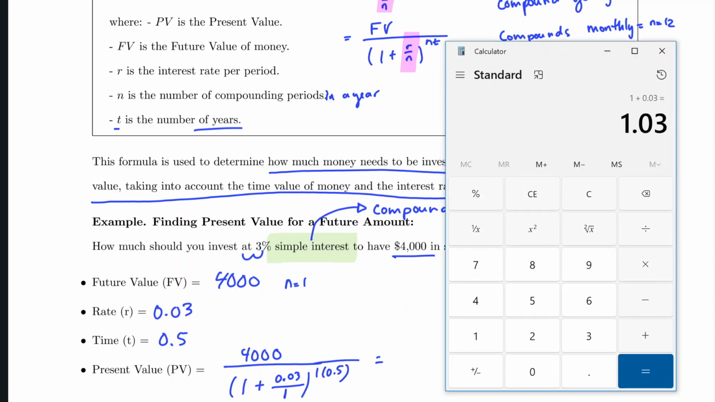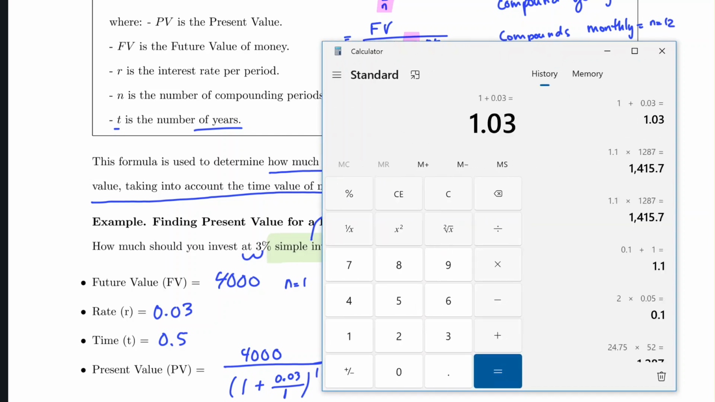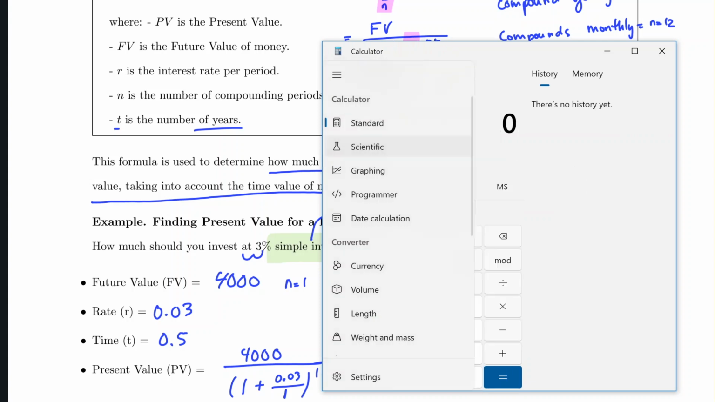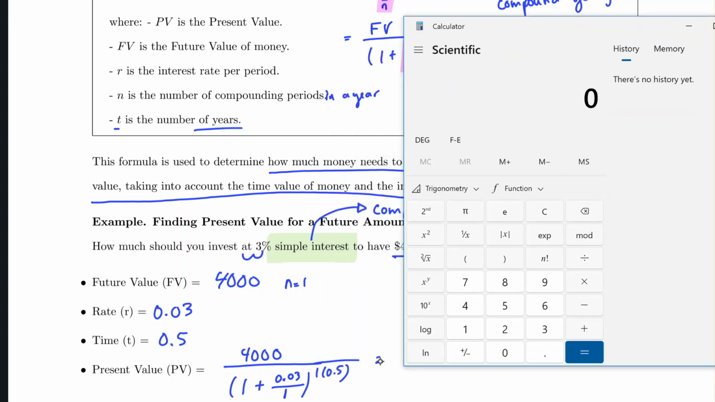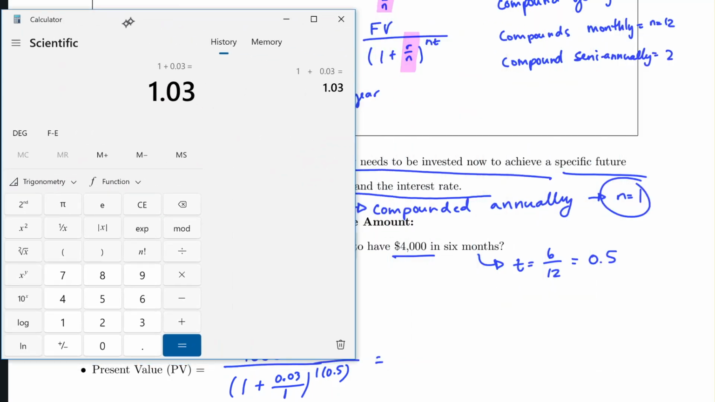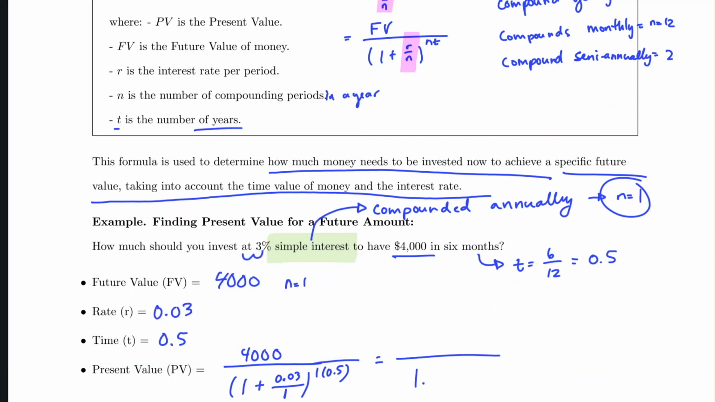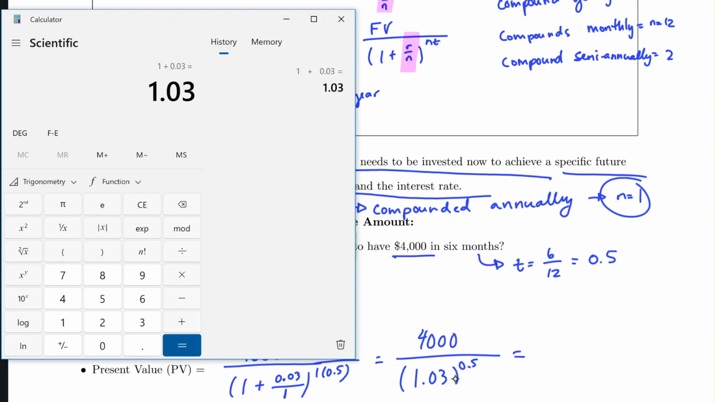So in calculating exponents, I might need to make my calculator have more options. I think I need this one to show. Okay. So this 1 plus 0.03 over 1, the inside of the parentheses becomes 1.03. So let me rewrite this. Denominator. 1 times 0.5 is just 0.5. 4,000. So if I calculate the denominator here, my exponent button looks like this.